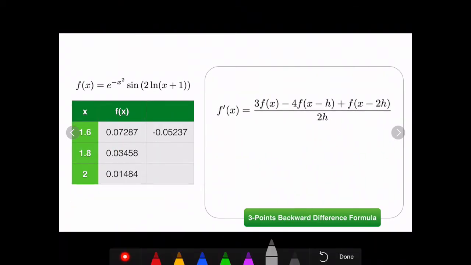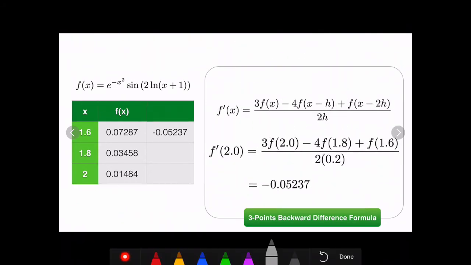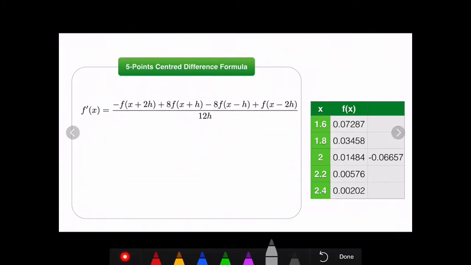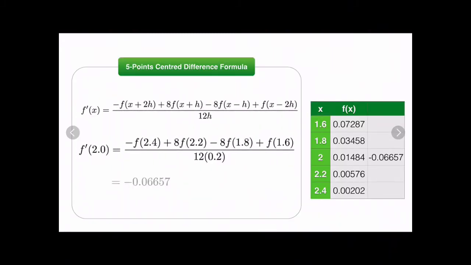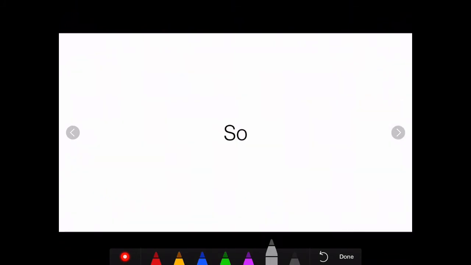The same thing, you go for the 3 points over here. This is just the same thing. And then the last one, you have the 5 points. Because of that, we have the 5-point formula here.